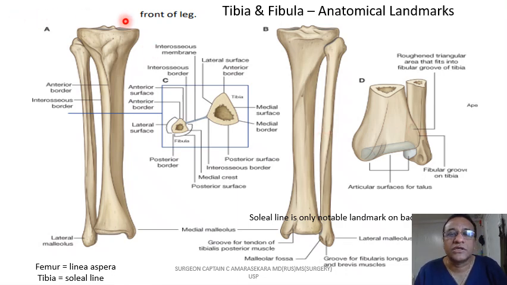Now in this closer view, you see the triangular shape, the sharp anterior border of the tibia, the interosseous membrane and border, and the fibula head and neck. It's important in assessing foot drop scenarios. You can remember we discussed the linea aspera in the femur. Likewise here, an important line is the soleal line.